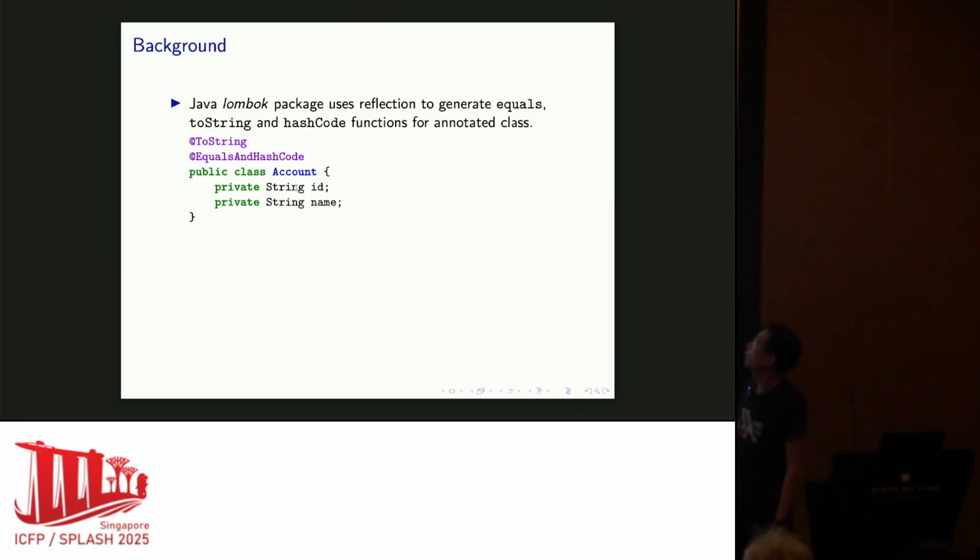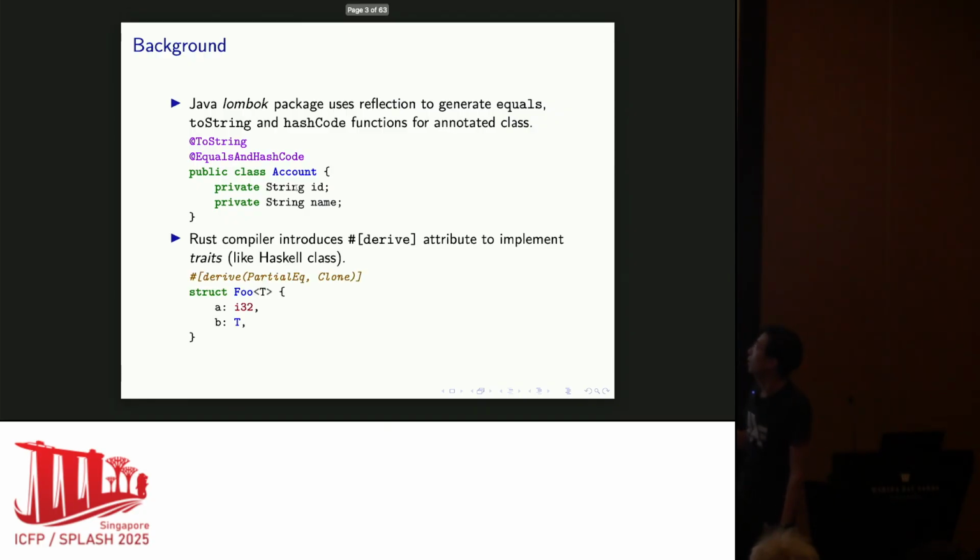In programming languages like Java, you use a package called Lombok so that the user can write some annotations to generate toString, equals and hashCode functions automatically. And in the Rust compiler, they introduce the derive attribute to implement traits automatically. Traits are a concept like Haskell classes. So you write derive PartialEq or Clone trait, then it will generate the code for you.